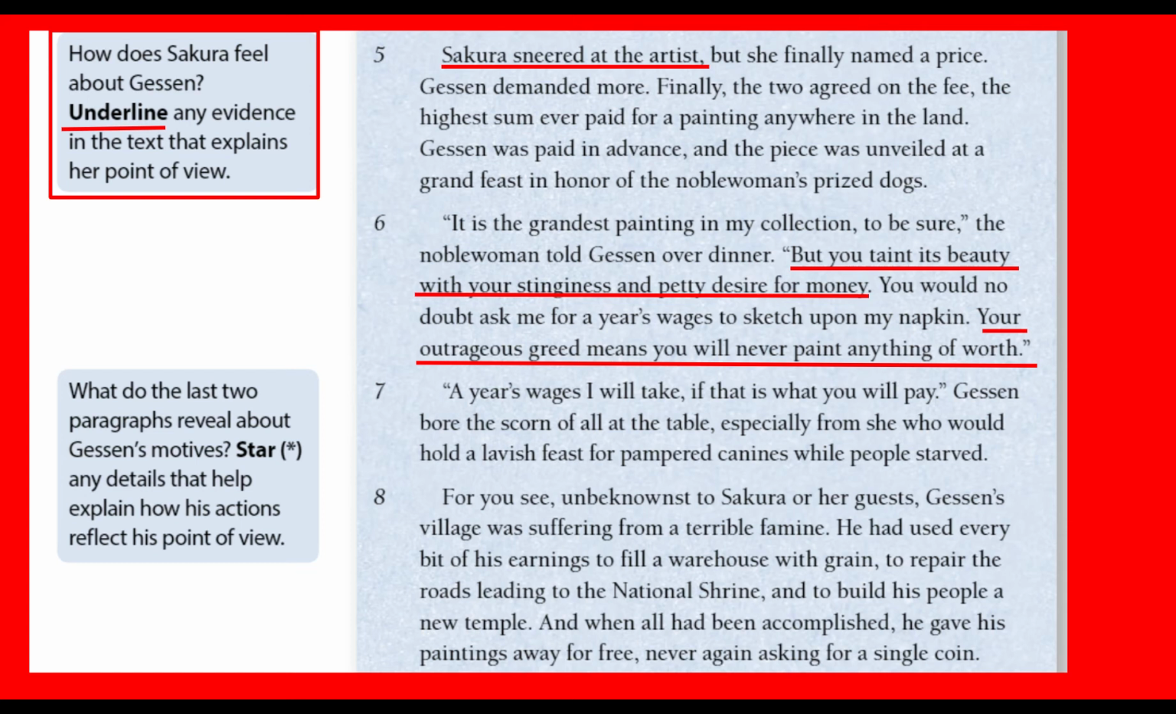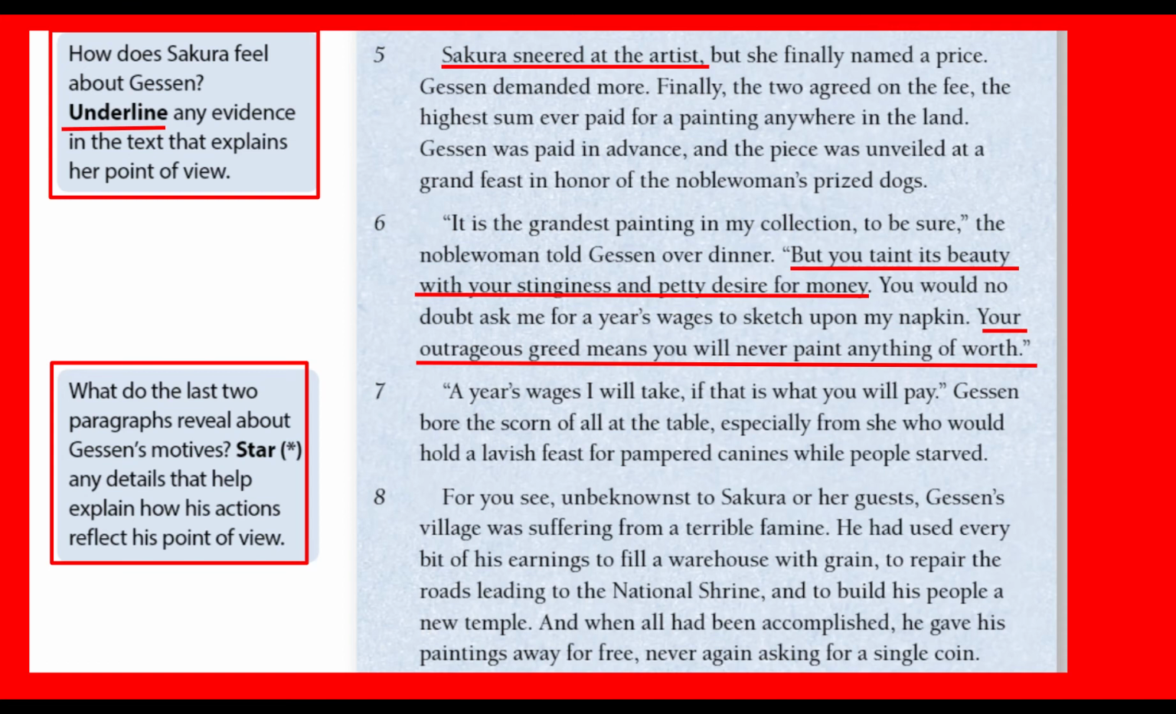All right, so now we are ready to move on to our next close reading box. This one says, what do the last two paragraphs reveal about Jeshin's motives? You have to star any details that help explain how his actions reflect his point of view. So, in our first close reading, we looked for evidence that explains Sakura's point of view, right? So now we have to look at some details about Jeshin's motives and find details that explain how his actions reflect his point of view.